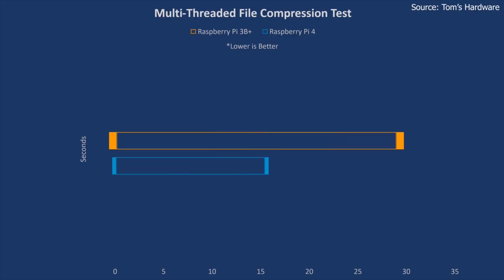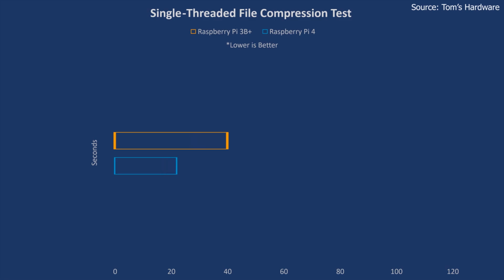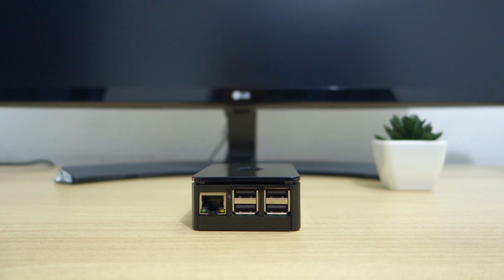To test out both the CPU and the RAM, file compression serves as a better benchmark. Compressing a file in multi-threaded mode, the Raspberry Pi 4 proves to be around 37% faster than its older sibling. However, in single-threaded mode, the new Raspberry Pi completely destroys the previous model, finishing the task in 60% less time than the Raspberry Pi 3B Plus. So it's clear that the Raspberry Pi 4 takes performance up a notch as compared to the Raspberry Pi 3B Plus. But what about general connectivity?